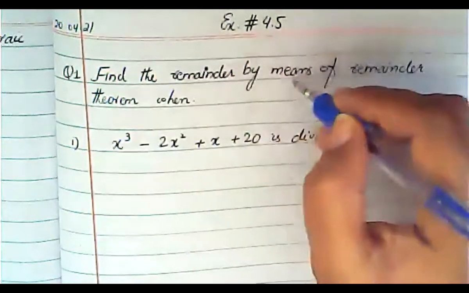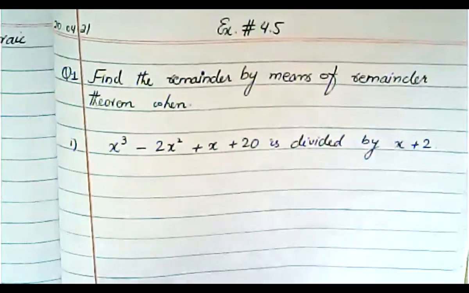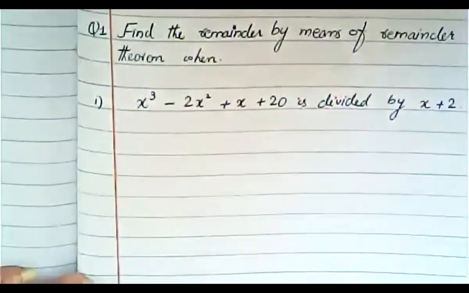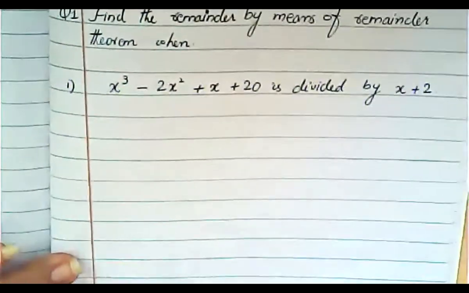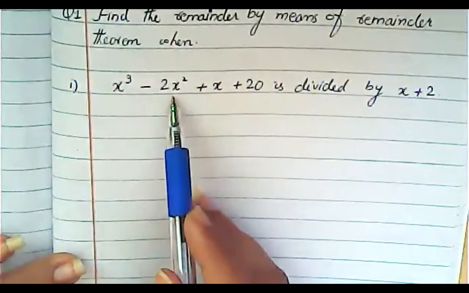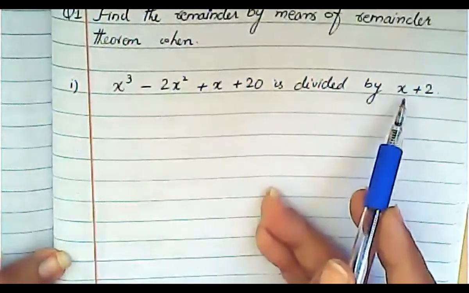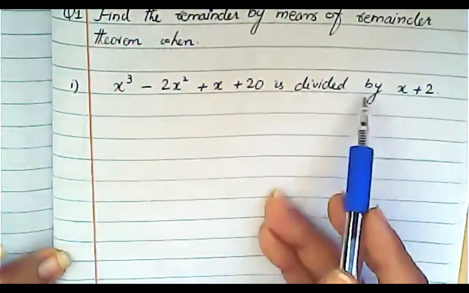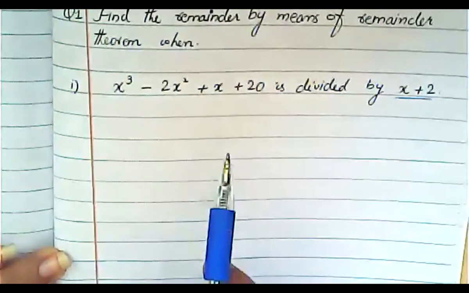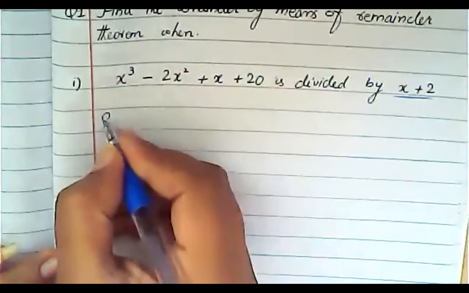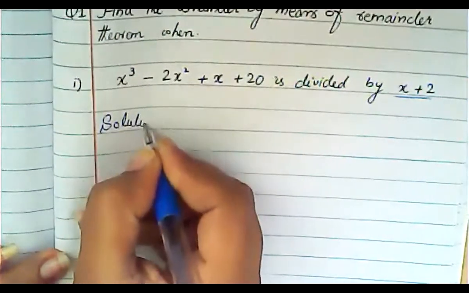Question is find the remainder by means of remainder theorem, but without performing actual division. Okay, here what you have: x cube minus 2x square plus x plus 20, it is divided by x plus 2. Means obviously you are going to divide this by x plus 2, but you will get the remainder here. How will you start? With the heading of solution.